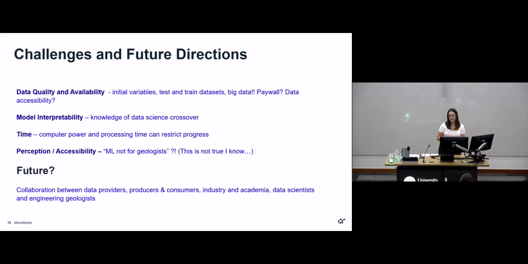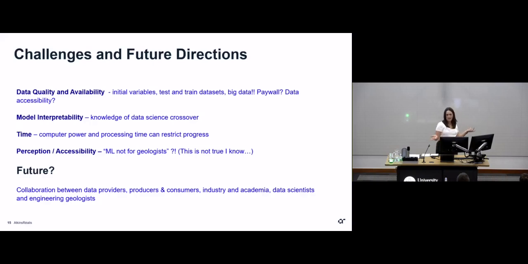So time as well, computer power and processing time. In industry versus academia, you've got a little bit more time in order to run models, but we might be under quite strict deadlines, program restrictions. Some of these data sets, like the 108,000 one, took a lot of computer power, of RAM that I didn't have to run.